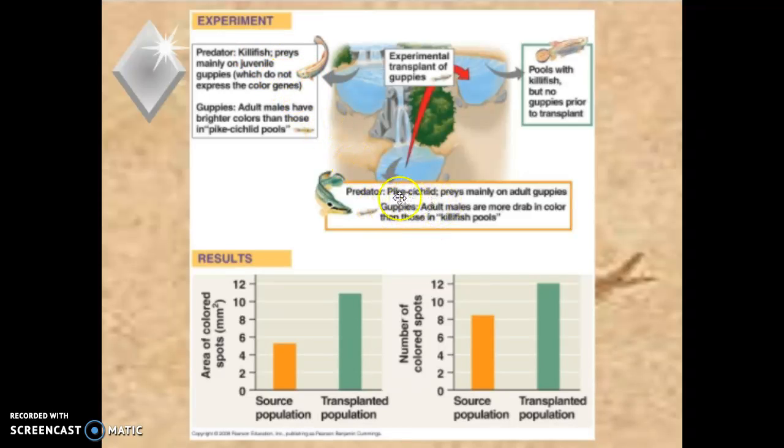So these pike cichlids prey on adult guppies. These killfish prey on juvenile guppies, which don't have the color genes. They have them, but they don't express them yet. And you can see how those change over time.